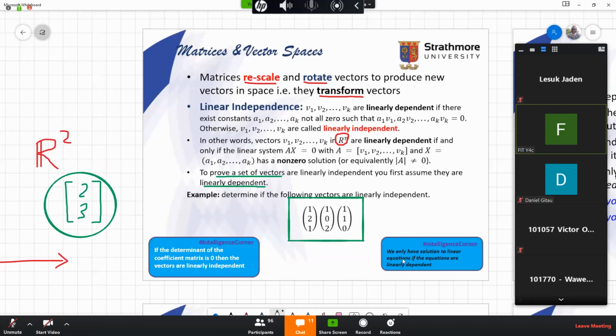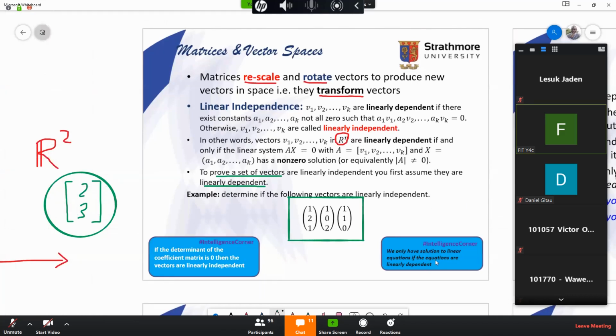So we only have a solution to linear equations, okay, if the equations are linearly dependent. So they have to depend on each other for us to be able to find a solution. Some linear equations have no solutions. But if they have a solution, it means that those two equations or more are actually dependent on each other. It means they are coming from the same vector.